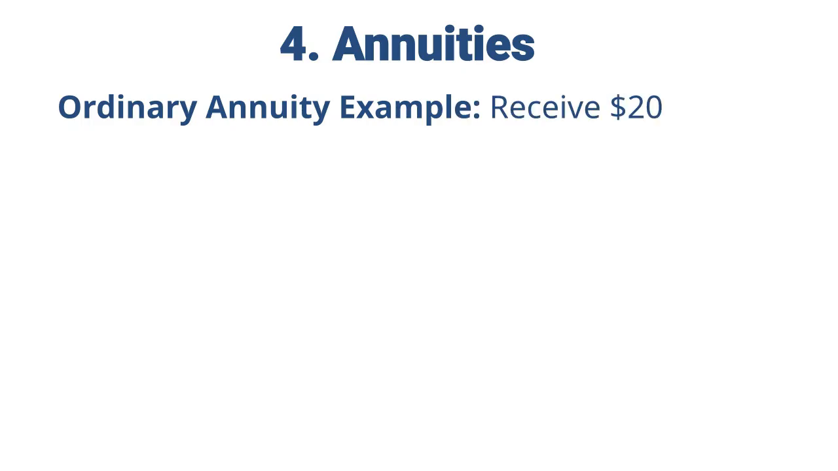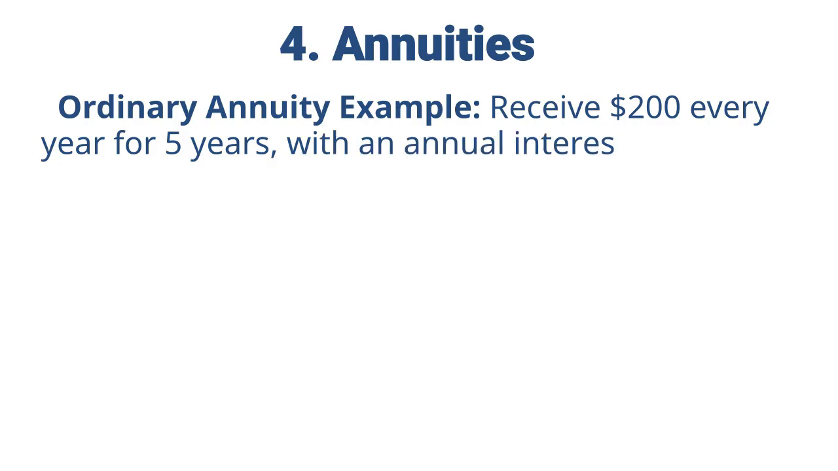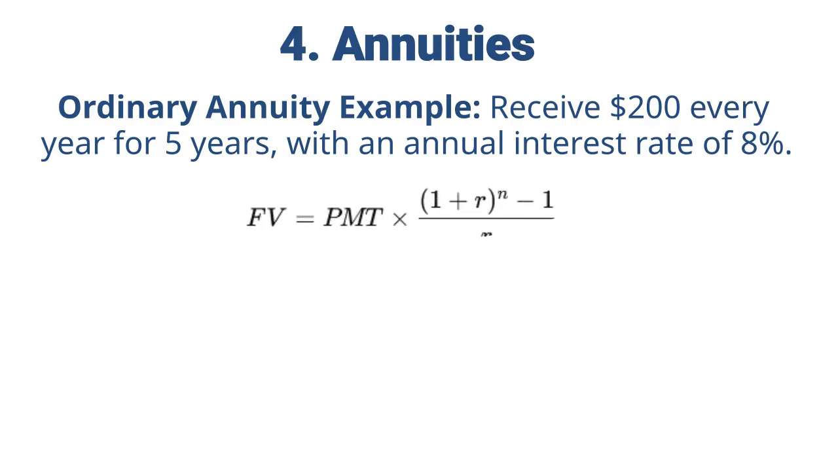4. Annuities. Annuities are payments made at regular intervals, and there are two common types: ordinary annuities and annuities due. Ordinary annuity example. Let's calculate the future value of an ordinary annuity, where you receive $200 per year for 5 years at an interest rate of 8%. Using the formula for future value of an ordinary annuity, FV equals PMT times (1 plus R) raised to the power of N, minus 1, divided by R, where PMT is the annual payment, R is the interest rate per period, N is the number of periods. In this case, PMT equals 200, R equals 8%, and N equals 5.